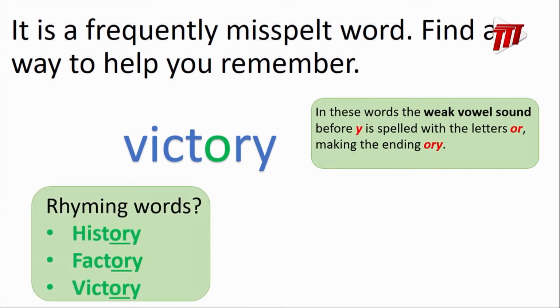So let's look at some examples which would rhyme with victory. Victory is V-I-C-T-O-R-Y. The word history, H-I-S-T-O-R-Y. Factory, F-A-C-T-O-R-Y. And we have our word victory, V-I-C-T-O-R-Y. Can you think of a word at home that ends in O-R-Y? Write it down together with these words and remember how to spell victory for our spelling bee at the end.